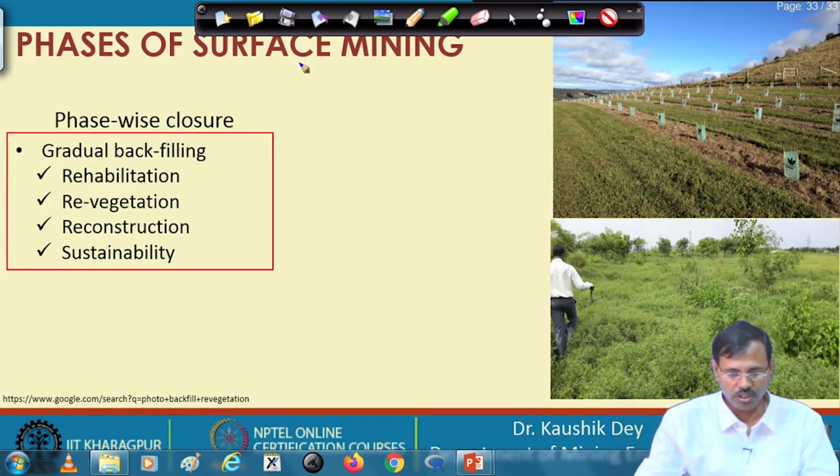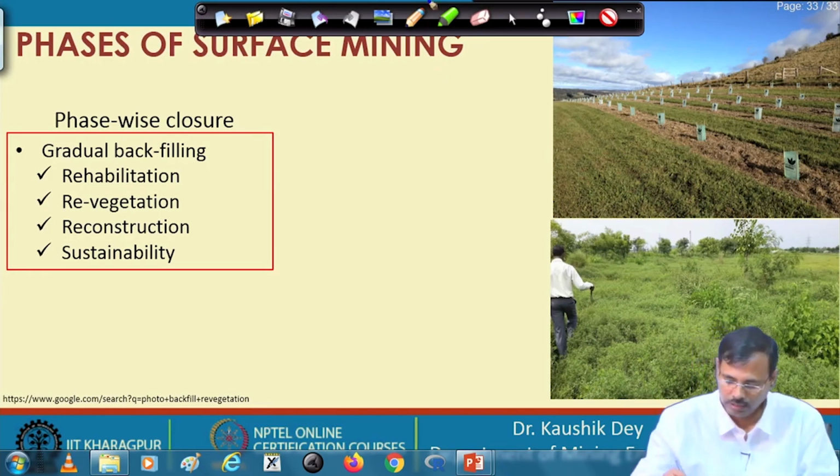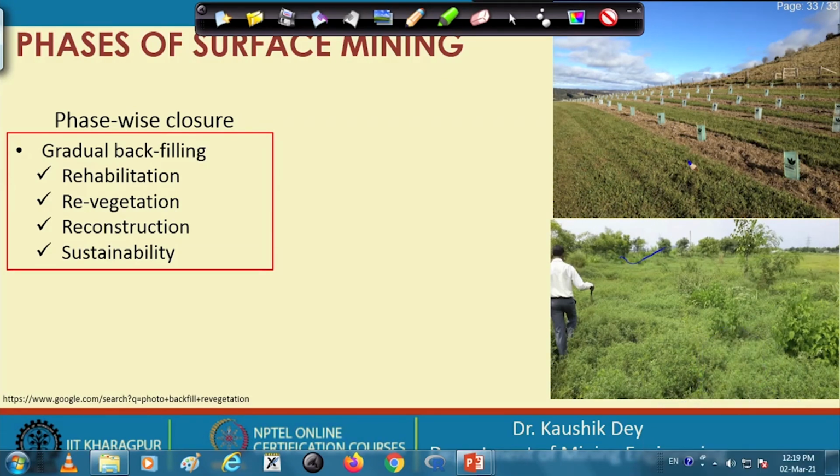So, this is very important, and phase wise closing of the mine must be carried out. You can see these two photographs we are showing here. This is a beautiful vegetation that is created here. This is how the dump area is being maintained, is managed using the different plantation system.